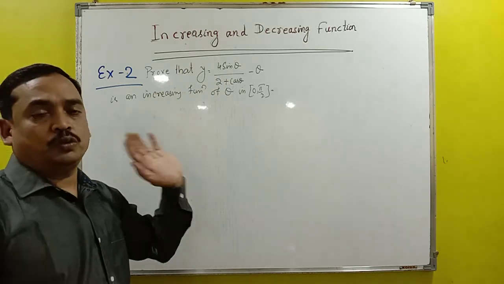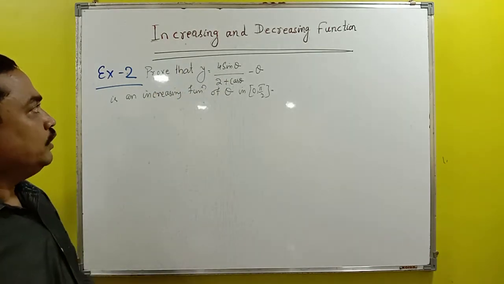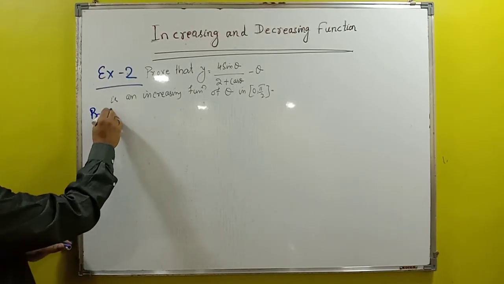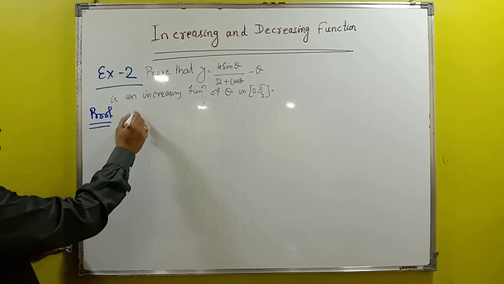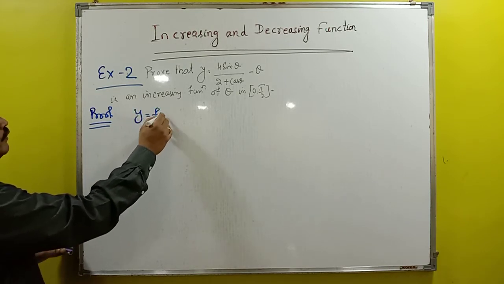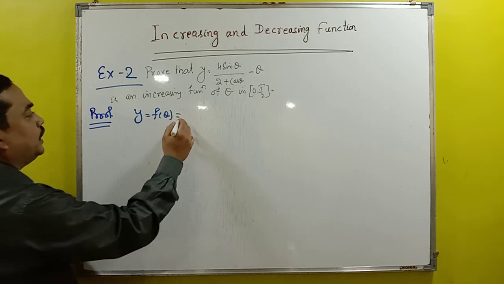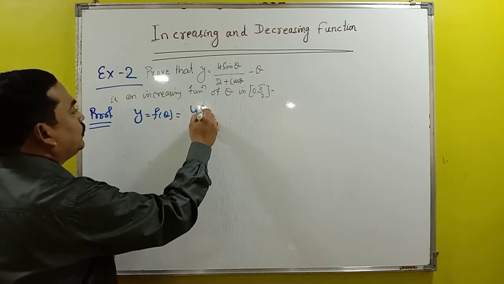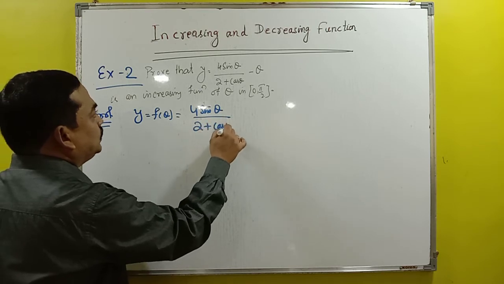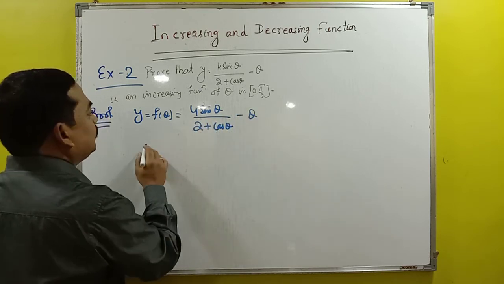That we have to show. Okay, we have to follow the working rule. According to our working rule, step 1, your proof. Step 1 here, this is your y is equal to f of theta, in terms of theta it is given, that is 4 sin theta upon 2 plus cos theta minus theta.